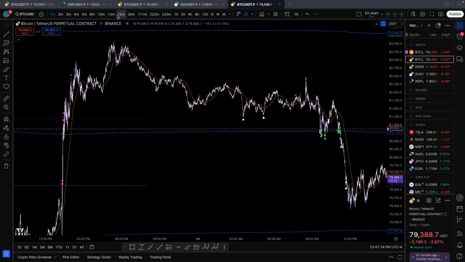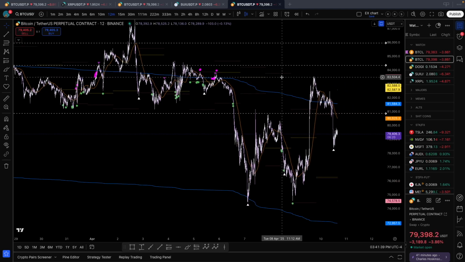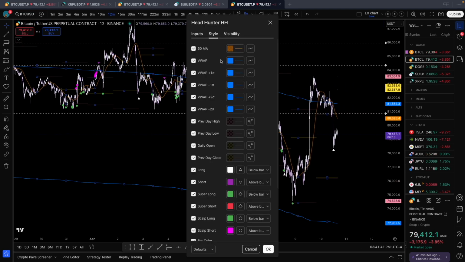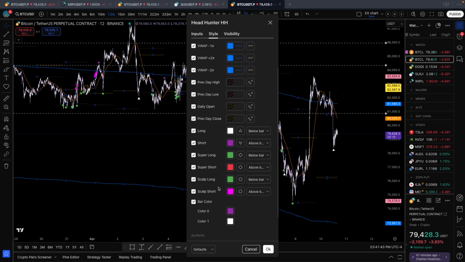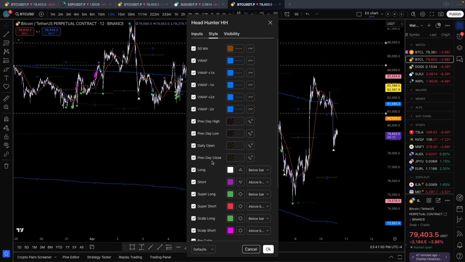And this is just a 1 minute, so let's go to the 12 minute. I like to scalp on the 12 minute. Also on the Headhunter indicator, we added, I guess I can show you here, scalp short, scalp long, super short, super long, short, long, previous day close, daily open, previous day low, and previous day high. Price likes to respect those levels, usually comes back, it's good for scalping.